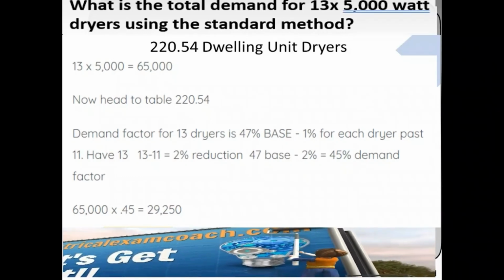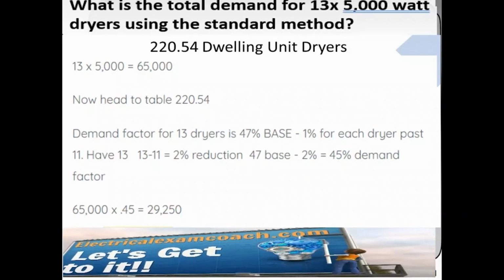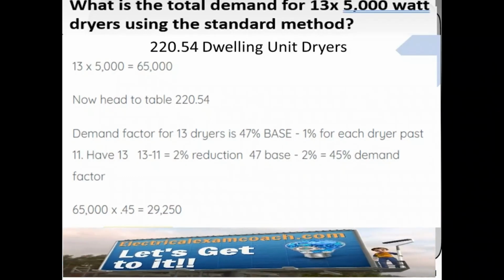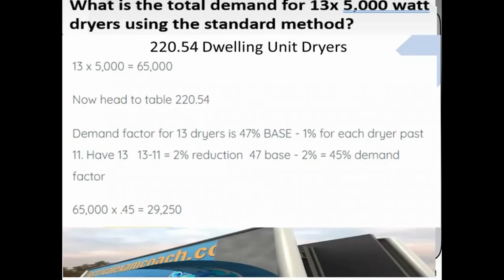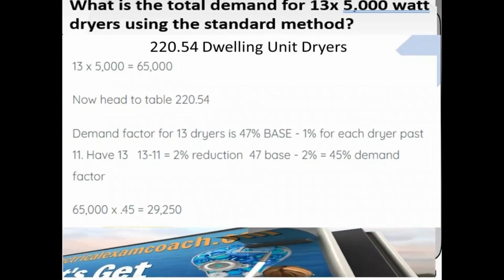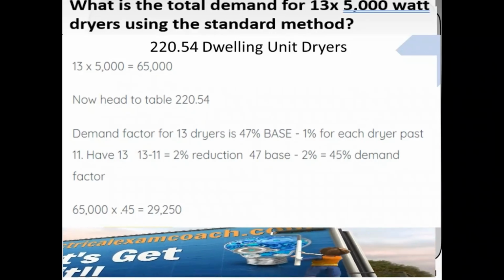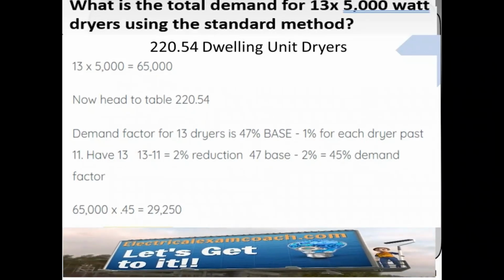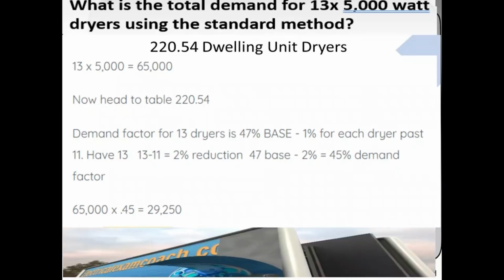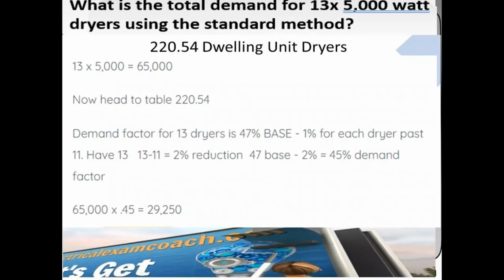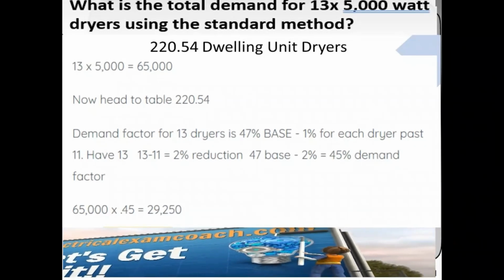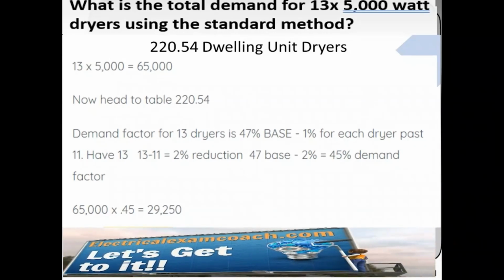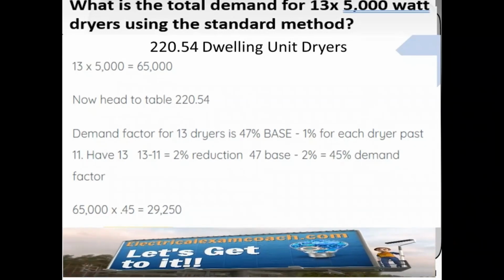It says here that we are to take a 47% base and then minus 1% for each dryer past 11. We have 13 dryers, so we take 13 minus the 11 base, and that gives us a 2% difference, meaning that we have a 2% reduction off of the 47% base. We take our 47% base, we minus the 2%, that gives us a new demand factor of 45%.